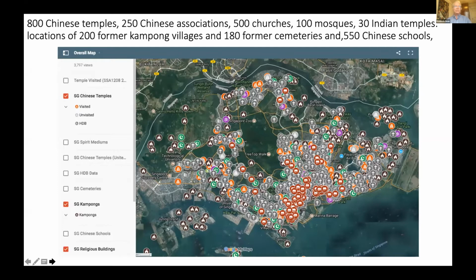So with 800 Chinese temples, 250 associations, 600 churches, over 100 mosques, over 30 or so Indian temples. We also have historical maps built into this so that you can toggle back and forth between different maps at different periods of time and find the locations of 200 former kampong, over 180 former cemeteries, the locations of over 550 Chinese schools that used to be around Singapore, most of them now gone.